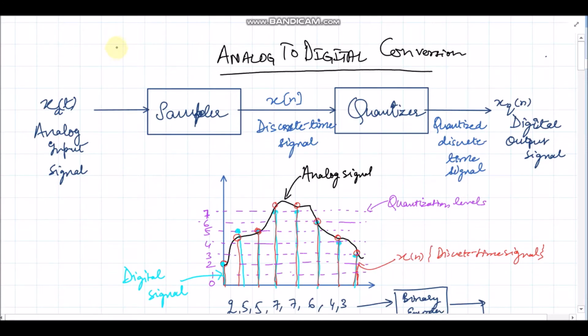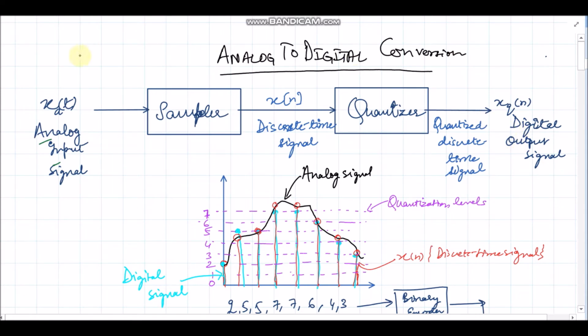Today we are going to study about the analog to digital conversion. The analog to digital conversion is a very important step in digital signal processing applications because it converts the real world analog input into the digital signal.